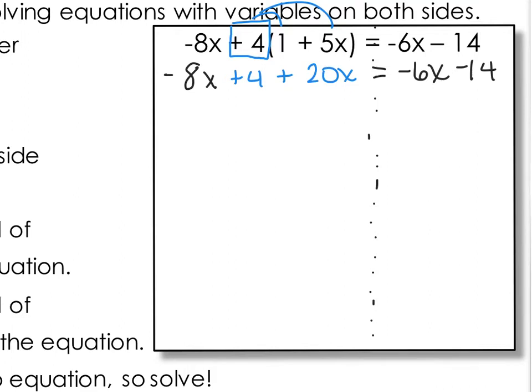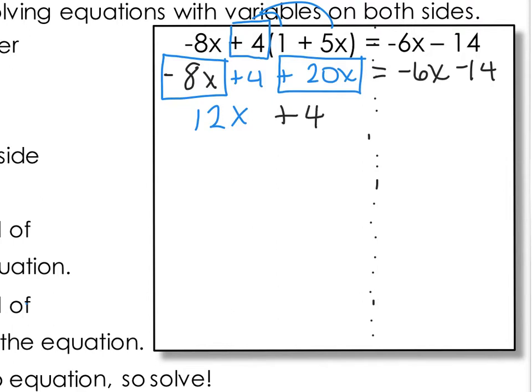Now I'm going to combine like terms on one side of the equation or the other. So if I look on the left, I see that I have a -8x and a +20x. When I combine those, I get 12x. And then I'm going to write my +4 equals, and there's nothing to combine on this side. I have an x and a constant, so just copy those down.